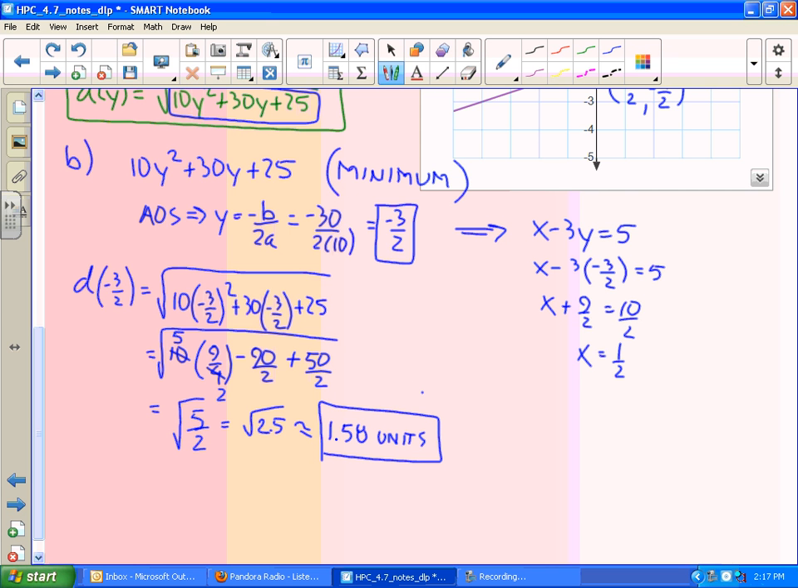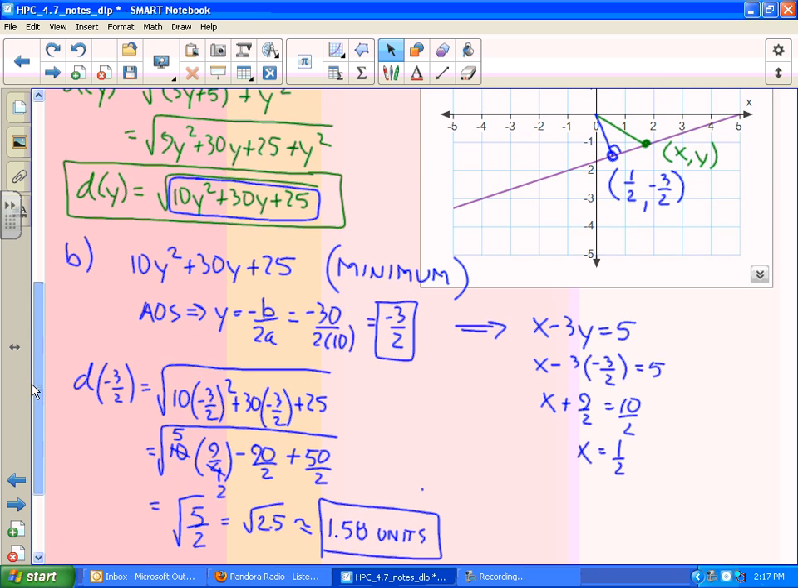All right. Now we get to the even more abstract component of this. Part C. But before we go to part C, are there any questions on A or B?